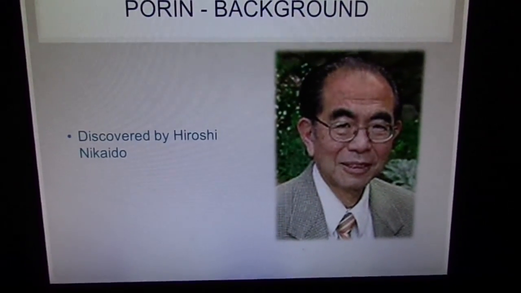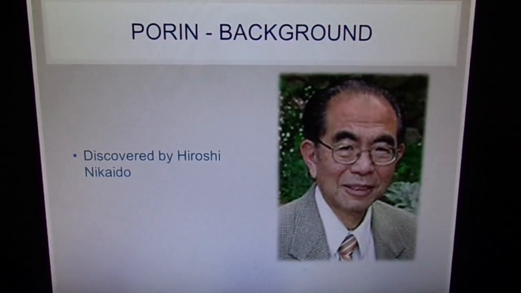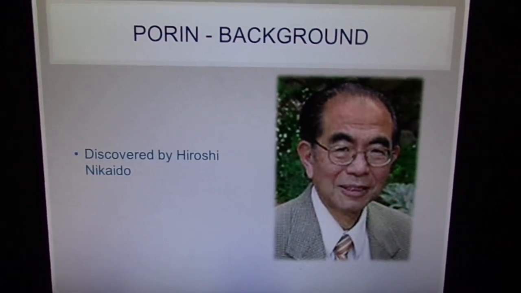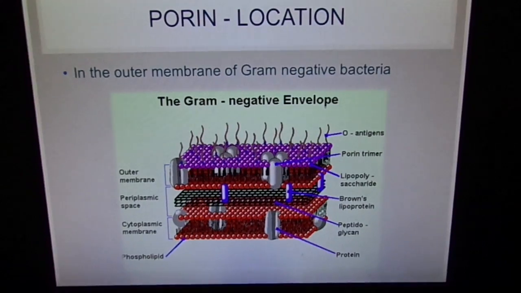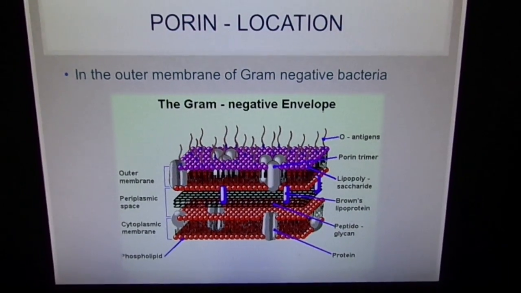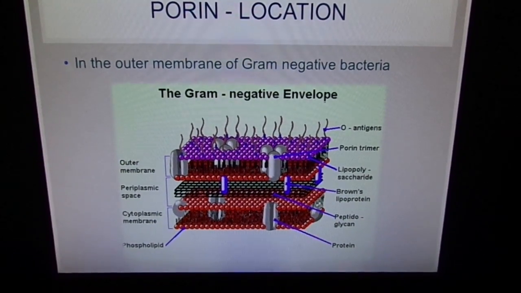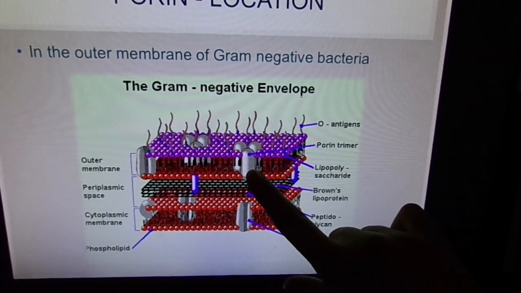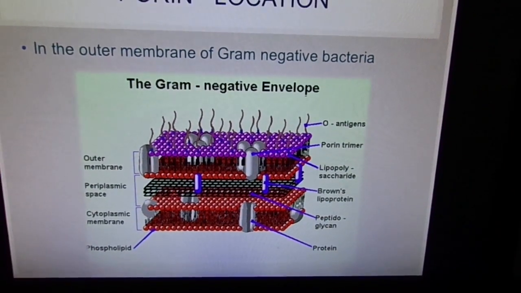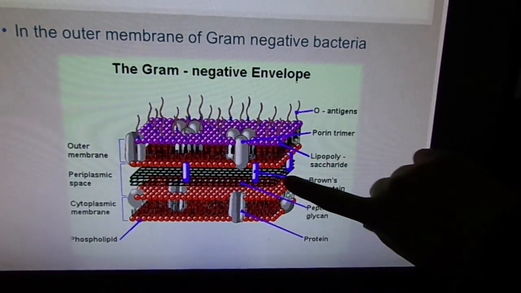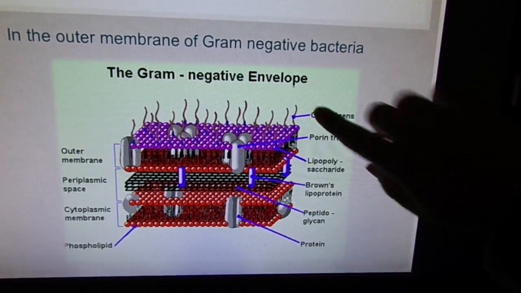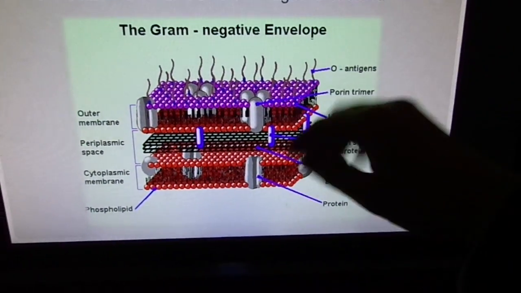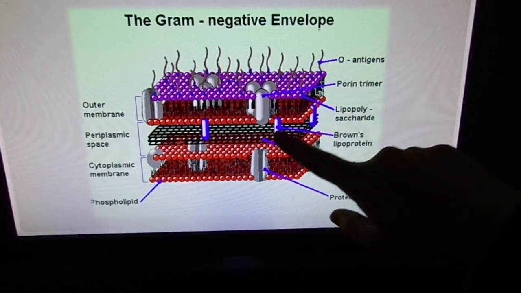Alright, specifically Porin, the background on Porin. It was discovered by Hiroshi Nikaido, and that's him right there. The location of Porin in the cell, it's in the outer membrane of the gram-negative bacteria. You can see here in the picture where the gray is, that would be a Porin molecule. It's on the outer membrane. You have the periplasm, and then outside of the cell, it's here on this outer membrane. It helps bring things from the outside of the cell into this periplasmic space.